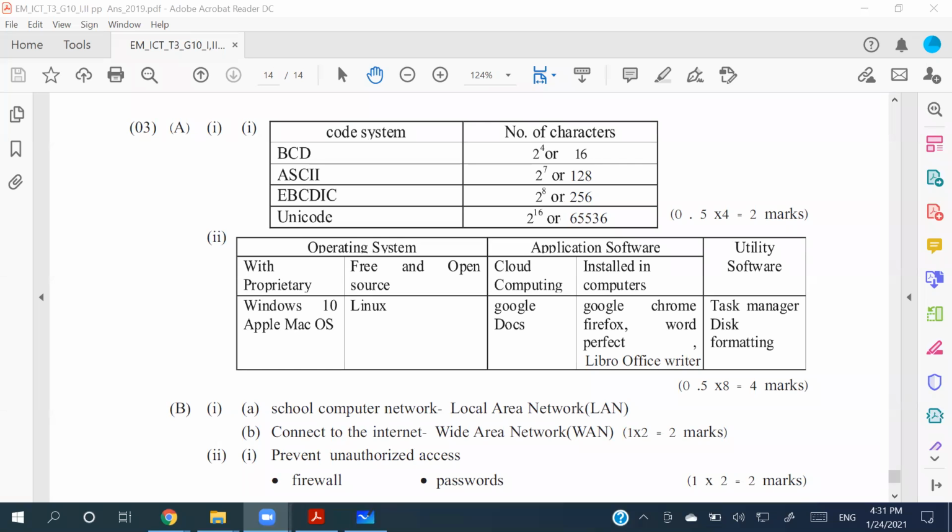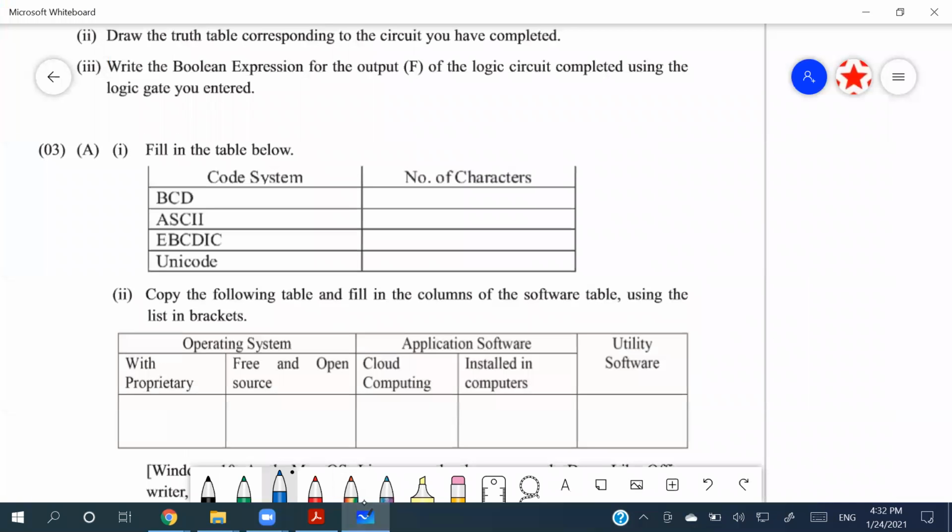So ASCII it's 2 to the power 7, BCD it's 2 to the power 8, and Unicode it's 2 to the power 16. So either you should have the 2 to the powers or these numbers, right? And 0.5 for each, as it says.